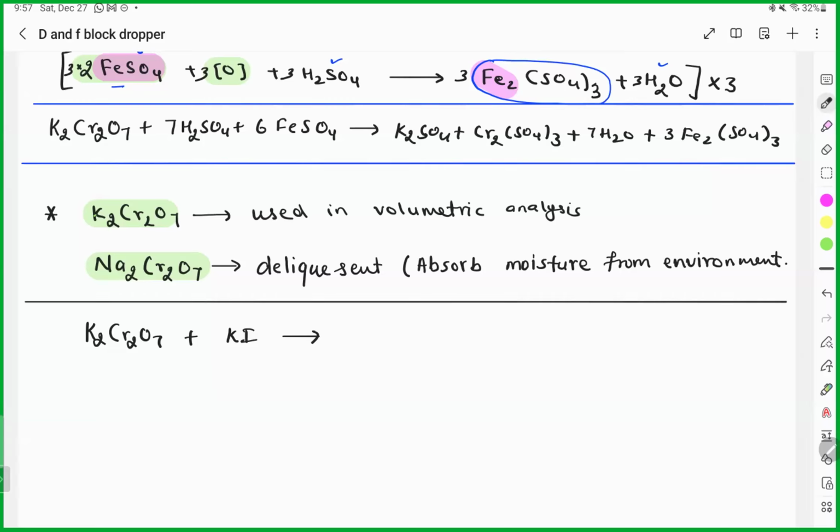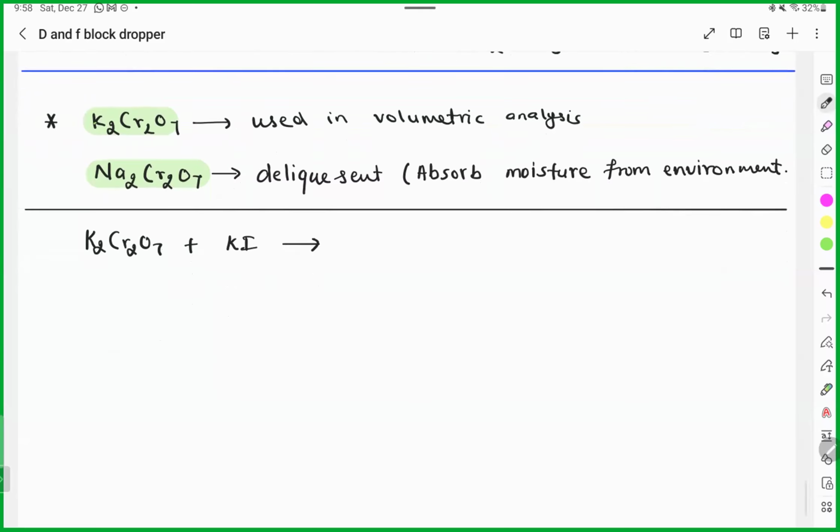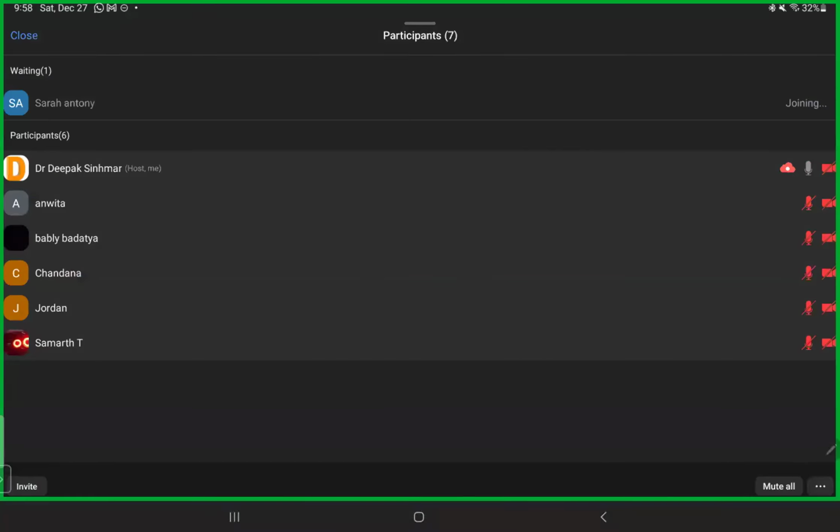So it will be with H2SO4 or without? Of course, H2SO4. So should I tell or send a picture? You can tell. How will KI convert? I think it will be I2. Yes, it will be I2. So write in the same way. And K2SO4.